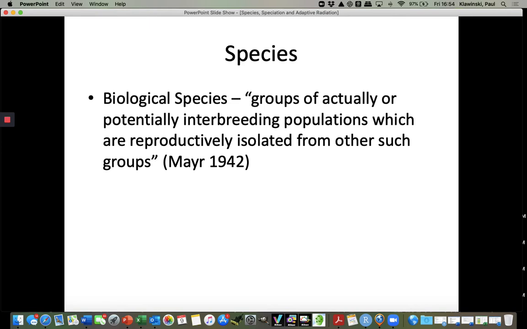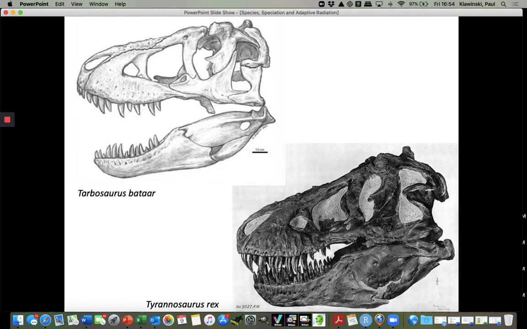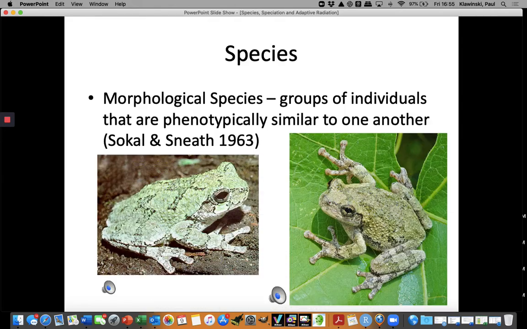But the problem with this is that it doesn't apply to all things. For example, here we have two species of dinosaurs, and we can't test whether or not these organisms are different species because all we have is fossil evidence for them. So we have to fall back on the morphological species definition if we're going to assign these animals to species categories. Morphological species are groups of individuals that are phenotypically similar to one another.